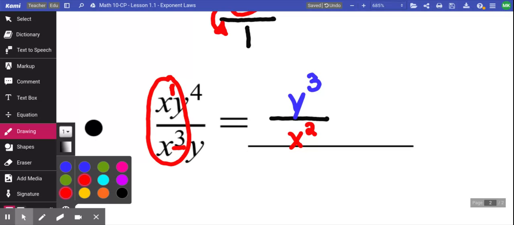And then I do the same process with the y's. So if I have 1 y on the bottom and 4 y's on the top, the top would win that battle because there's more of them. And there'd be 3 more of them. Makes sense.